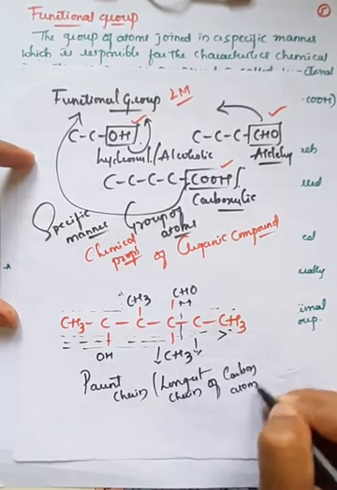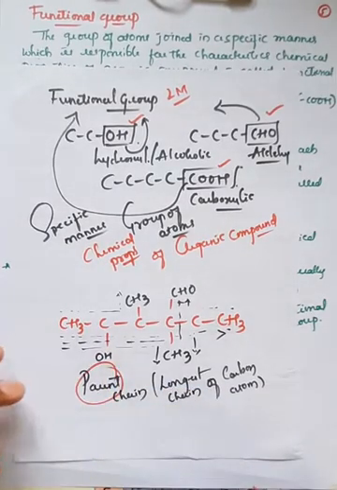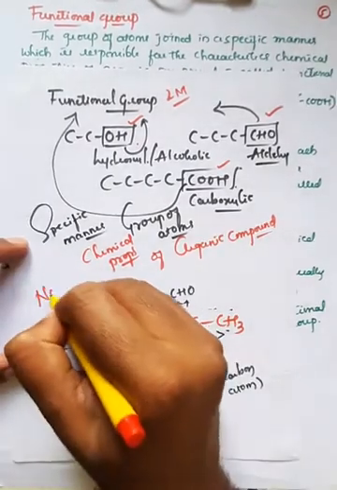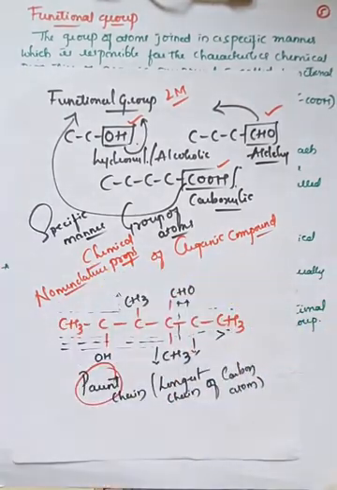So the identification of the longest chain of carbon atoms, which is also recognized as the parent chain, is very important in naming, or in nomenclature. The first thing is you have to identify the longest chain, which means the total number of carbon atoms must be greater when compared to the other chains.